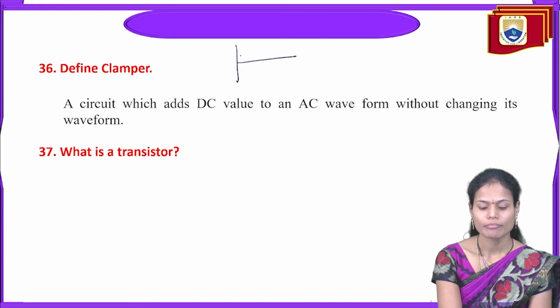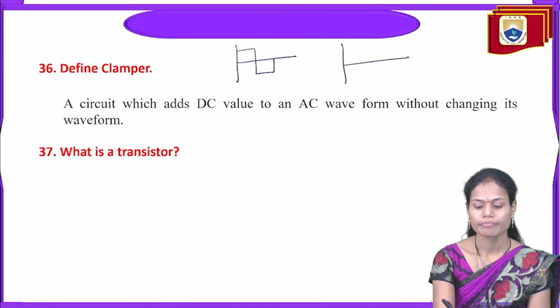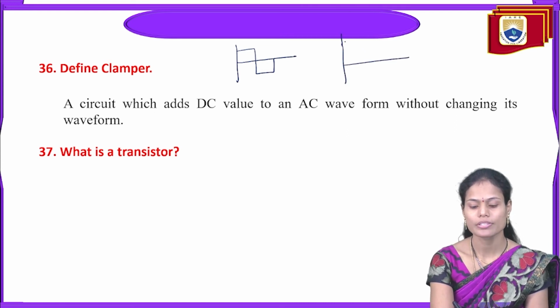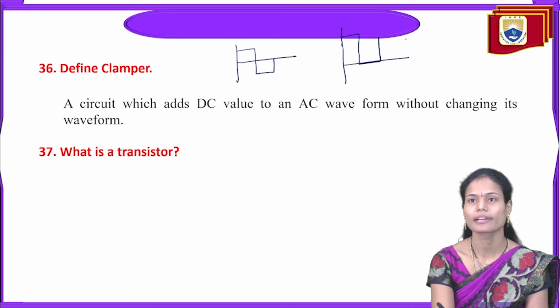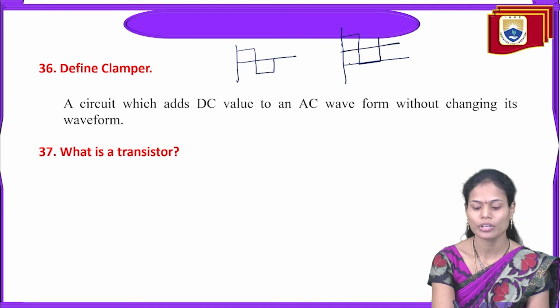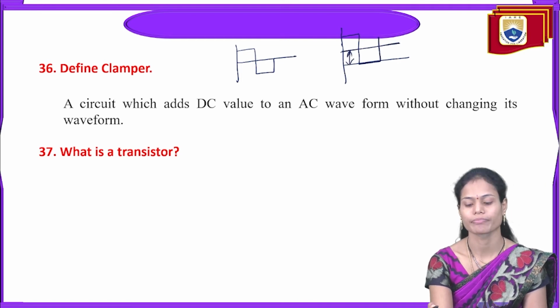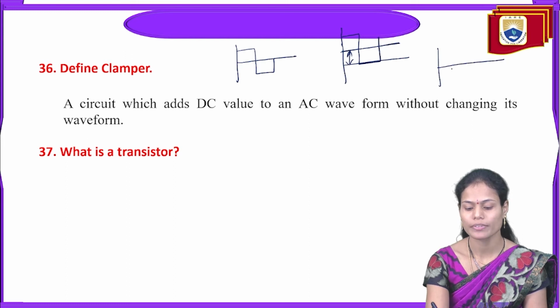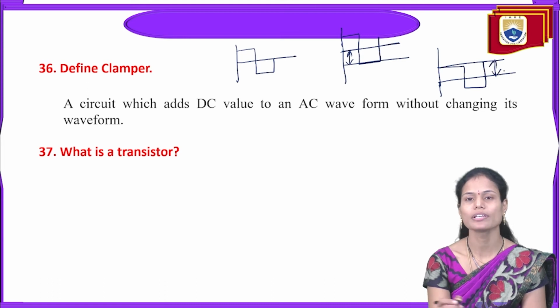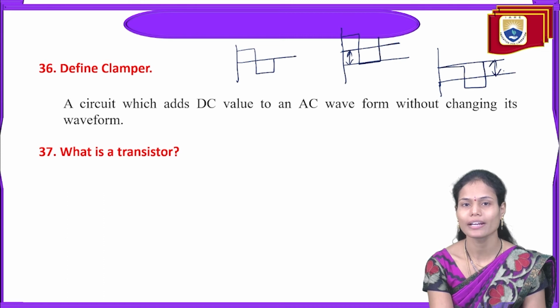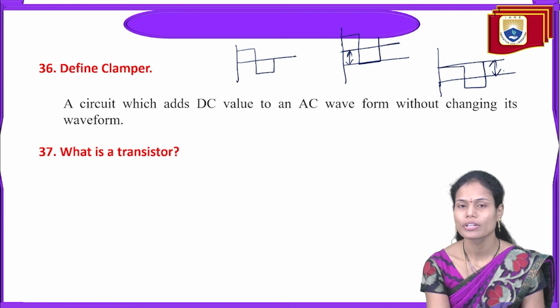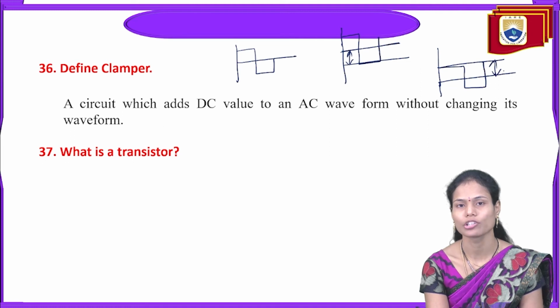Suppose I have a waveform like this, some square wave, and I shift it upward, I'll get the same waveform like this. So this amount of DC level is added here. And if it is shifted down, I'll get the waveform in this way. So this amount of DC level is shifted down. If we want to shift upward, we have to add DC value. If we want to shift downward, we have to subtract the DC value from the waveform.